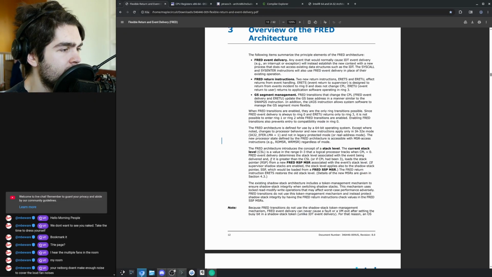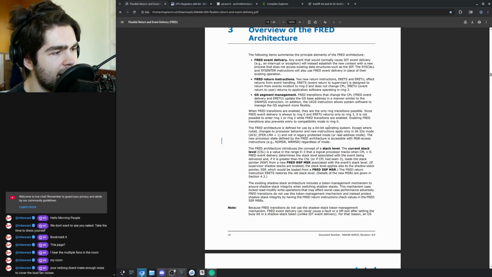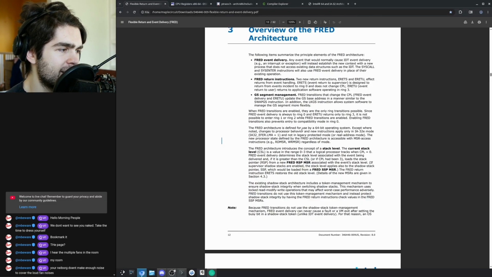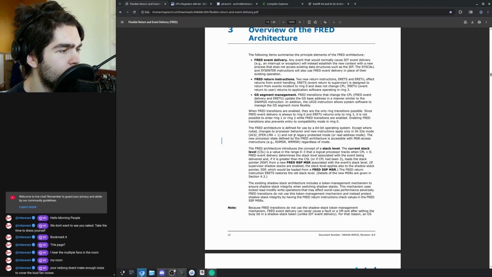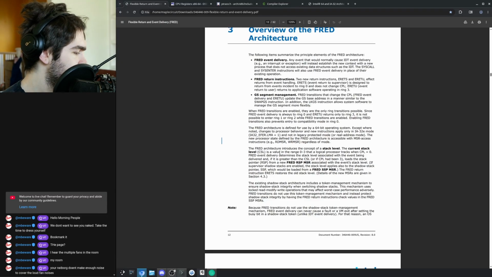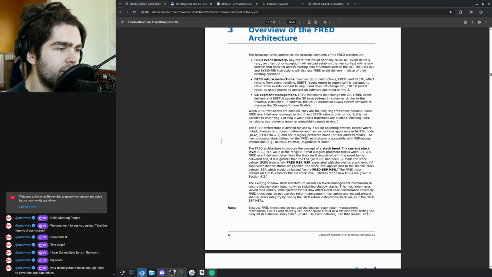Just read. Okay. From the new thread RSP MSR associated with the event stack level. If supervisor shadow stacks are enabled, the stack level applies also to the shadow stack pointer SSP, which would be loaded from the thread SSP MSR. The thread return instruction restores the old stack level.